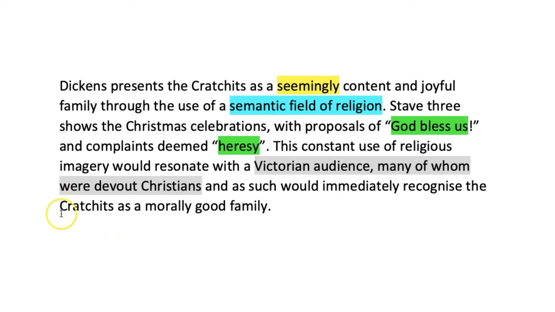Now we're going to jump into the 2nd paragraph of the essay, and I shall explain the highlighting afterwards. Dickens presents the Cratchits as a seemingly content and joyful family through the use of a semantic field of religion. Stave 3 shows the Christmas celebrations with proposals of God bless us and complaints deemed heresy. This constant use of religious imagery would resonate with a Victorian audience, many of whom were devout Christians, and as such would immediately recognise the Cratchits as a morally good family.